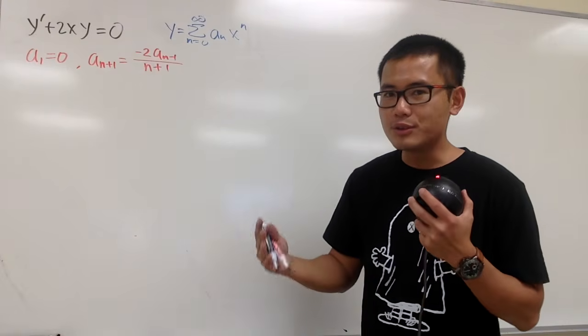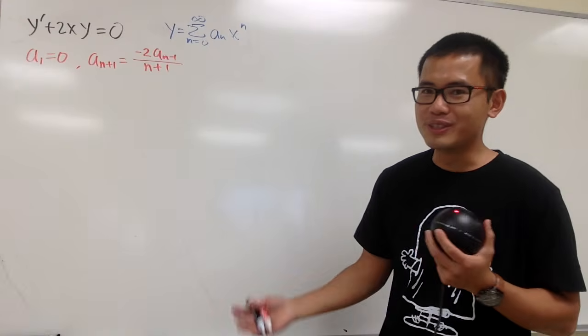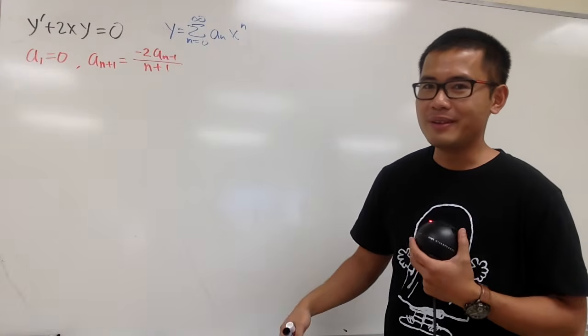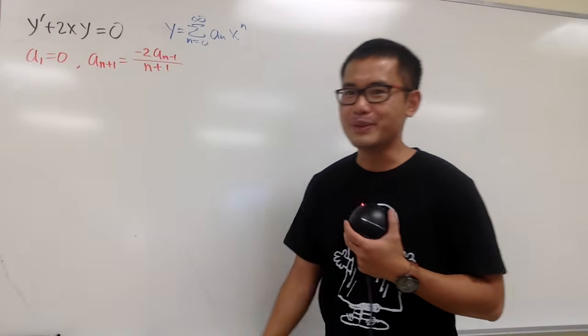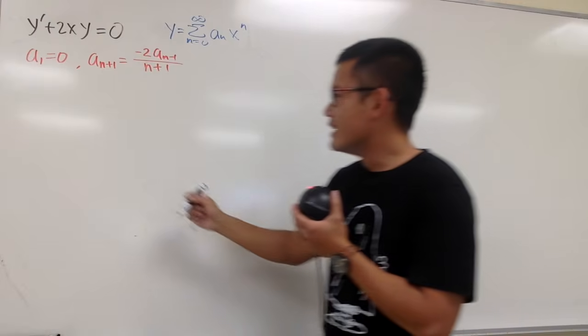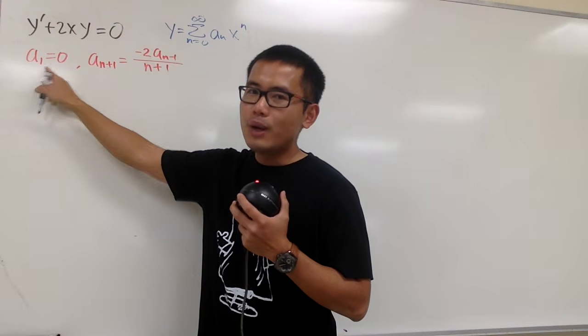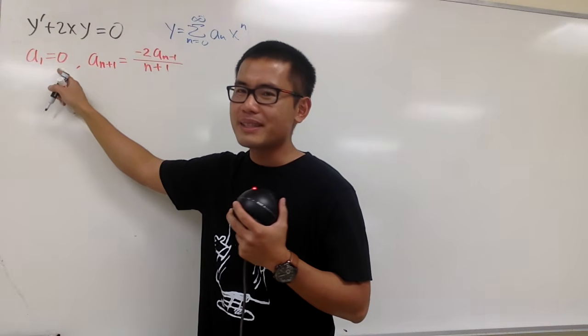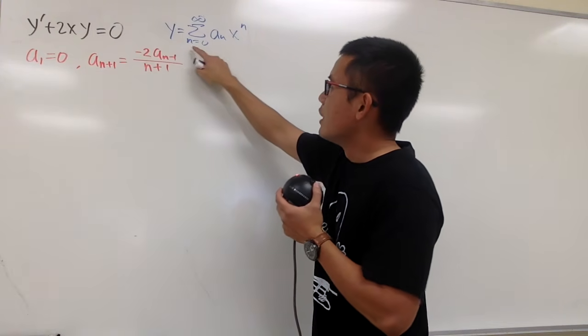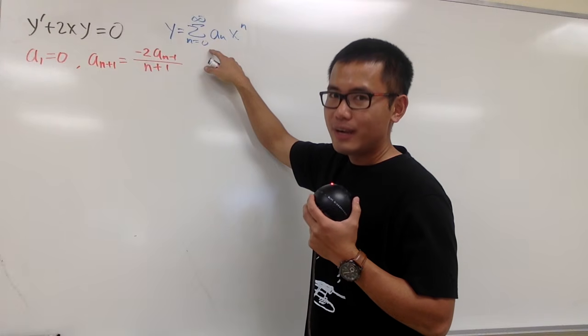And in order for us to figure out a pattern, the best thing for us to do is draw a table and list out a few values for it, and then we can see if we can find a pattern or not. So we are going to do that. First of all, we know a1 is equal to 0. That's good. But in this right here, n began with 0, right?